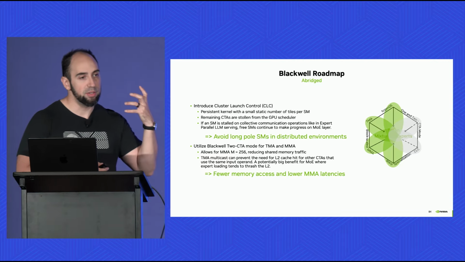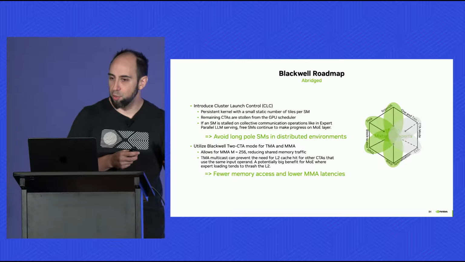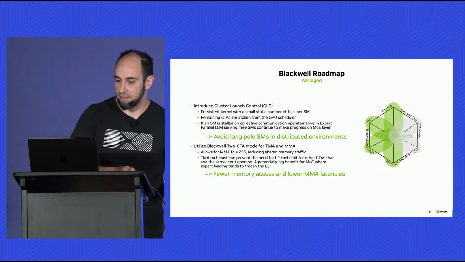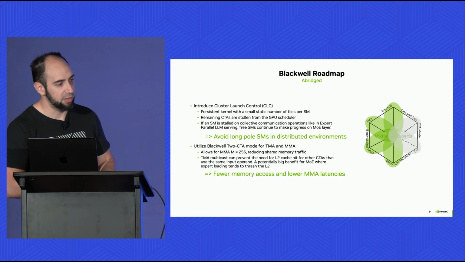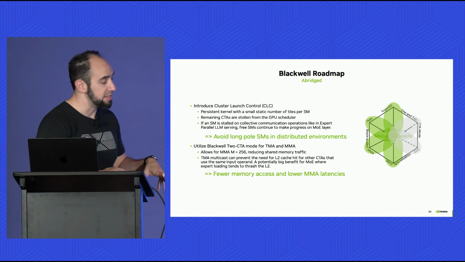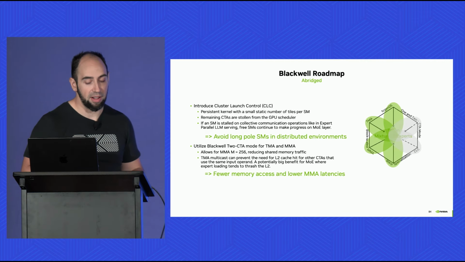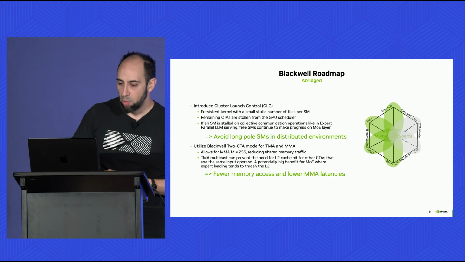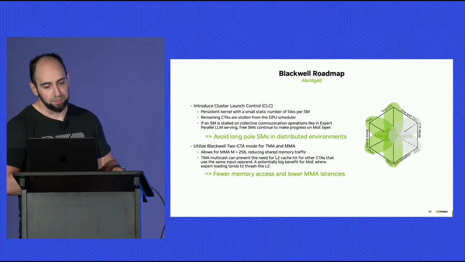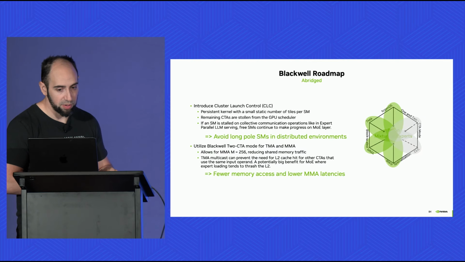One is if we use 2CTA TMA, that's going to mean, in principle, we could do fewer memory accesses, so we don't have to rely on L2 coalescing as much. And we can also have lower MMA latencies, because if we use 2CTA MMA, we now have a larger MMA that we're doing with lower latency for the overall workload. So this sort of rounds out our support so far.